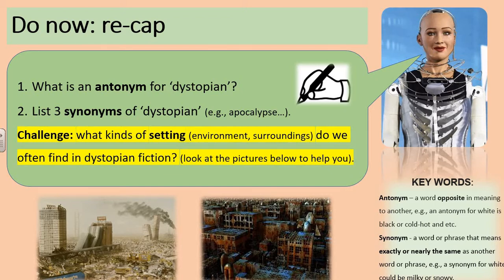Okay, so hopefully you've restarted. So your antonym for dystopian is utopian, which is a world where everything is perfect, people live happily. So that's very much the opposite to a dystopian world. 3 synonyms for dystopian. Now, when I googled this, because it is quite a hard one, so I'd imagine you have had to Google it, the only 2 that kept coming up were apocalypse, which we have here, or something called cacatopian.